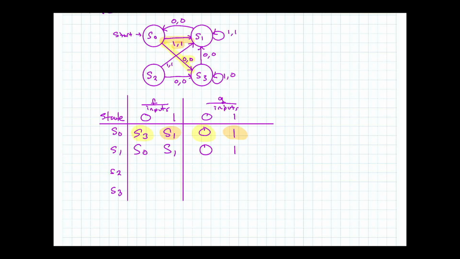Next row. S2. So the 0 is here and the 1 is up here. So 0 and 1. So the 0 input goes S2 to S3. That's S3. The 0 input has input 0, output 0. So the output goes here. Then you've got input 1. Input 1 goes up diagonally. So S2 to S1. That goes here. And then input 1, output 1. So that's there.